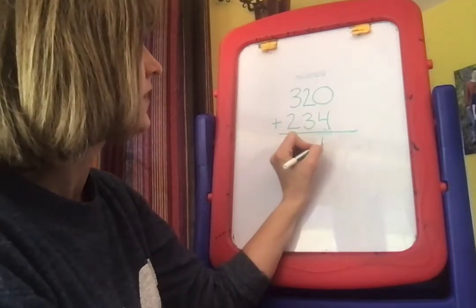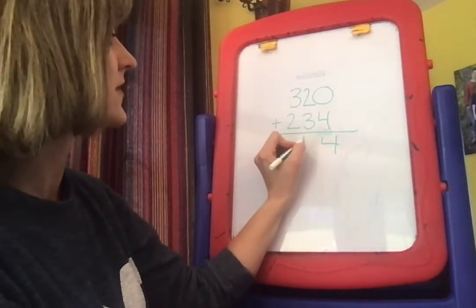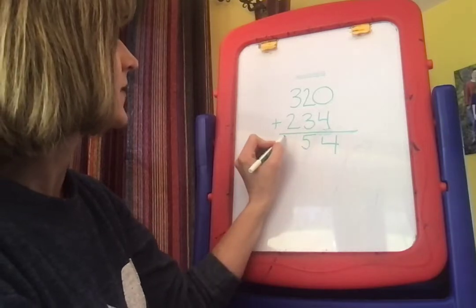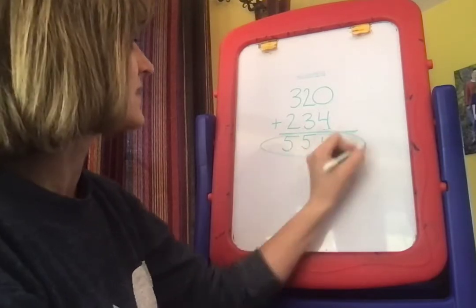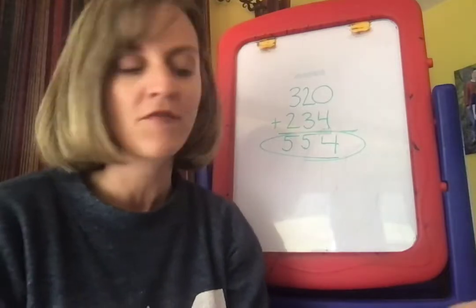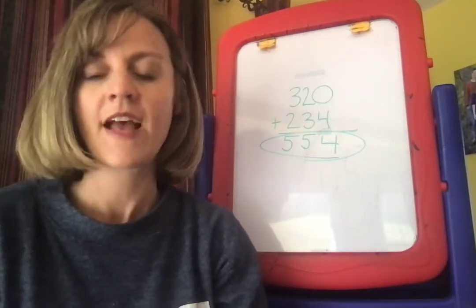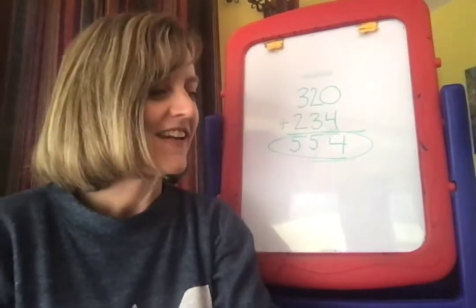0 plus 4 is 4. 2 plus 3 is 5. 3 plus 2 is 5. This gives us a total of 554 trees. That's apple and cherry. Okay? Now let's go to B.